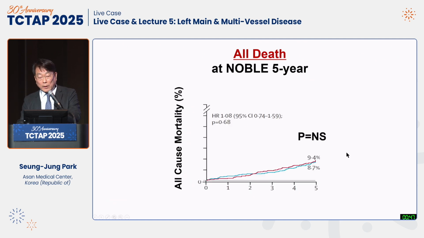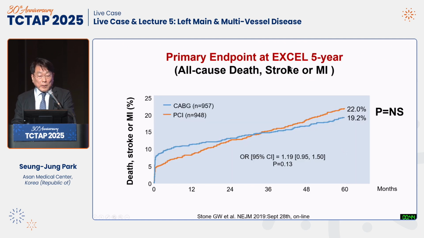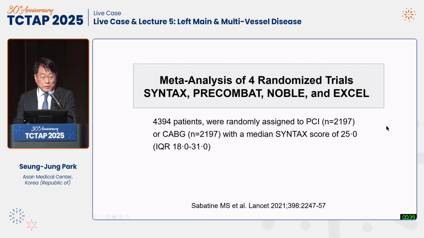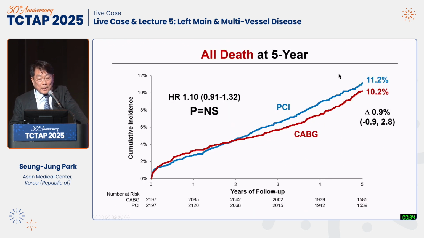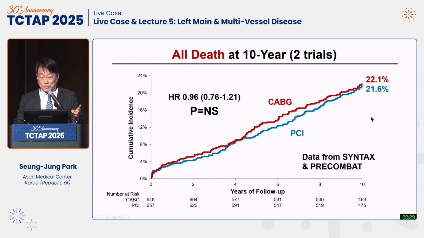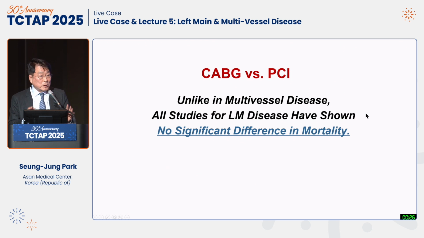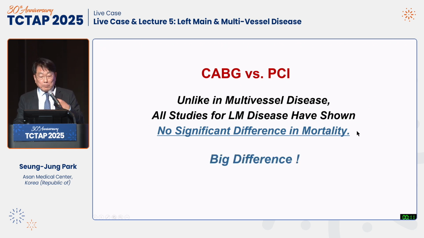The NOBLE study at 5 years, deaths, no difference. Primary endpoint in EXCEL, recently published at 5 years, not statistically different, right? A recent published meta-analysis of SYNTAX, PRECOMBAT, NOBLE and EXCEL studies at 5 years, definitely no difference at all. 10 years of follow-up data, no difference at all. What's different? Unlike in multivessel disease, all studies, even the old ones, in left main disease have shown no significant difference in mortality. There is a big difference between multivessel and left main disease.